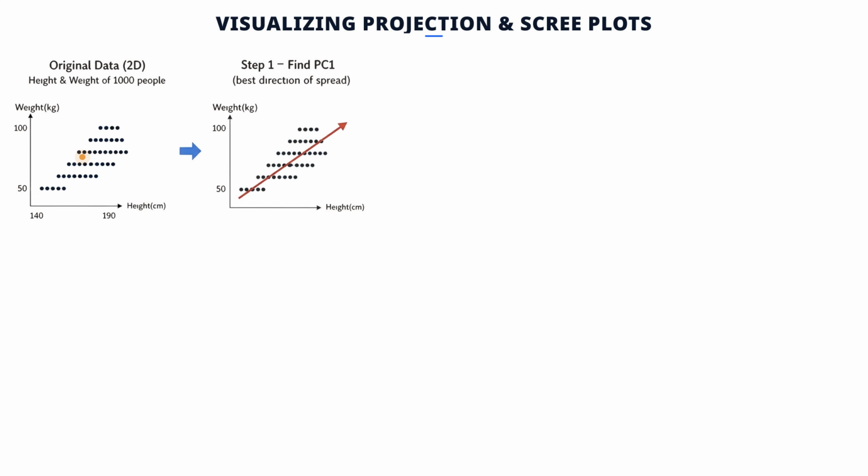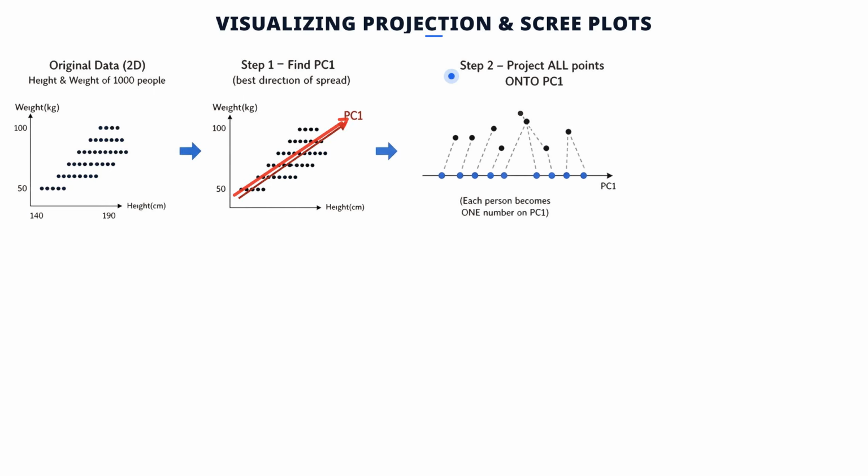In step 1, our goal is to find the PC1 direction. Because of that strong correlation, the line of maximum spread goes diagonally up and to the right. This is the direction that captures the most variance in our data. Moving to step 2, we project all points onto PC1.